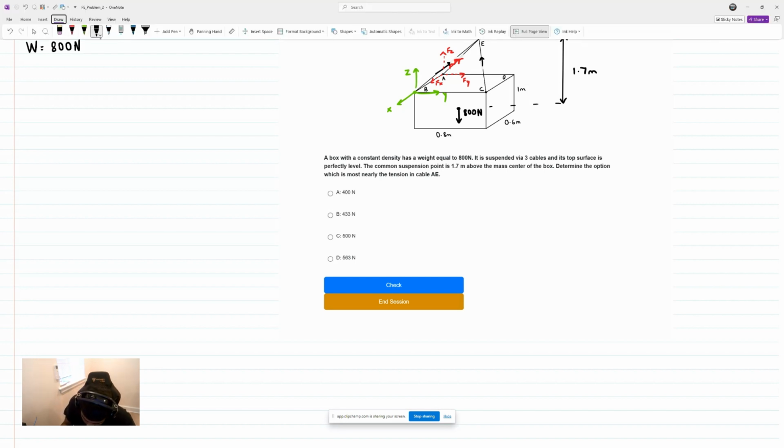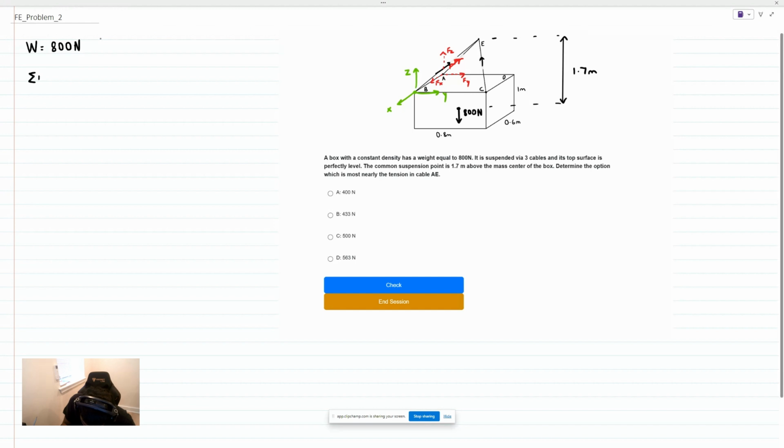Let's write down the equation of the moment. The sum of the moments about the Y-axis must be equal to 0. The 800 Newton weight is going to be producing a moment about the Y-axis. It tends to cause a rotation about the Y-axis going in this kind of orientation. That means that 800 multiplied by the moment arm, which is half the width of the box right here, or 0.3 meters.